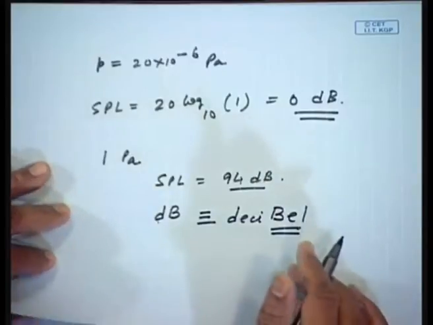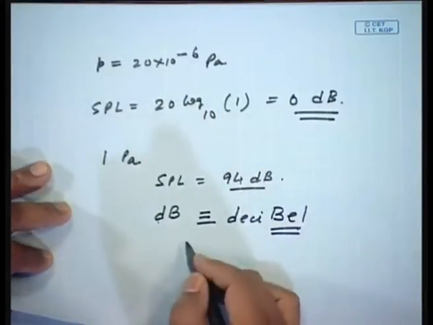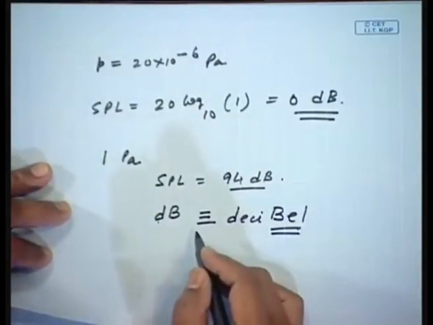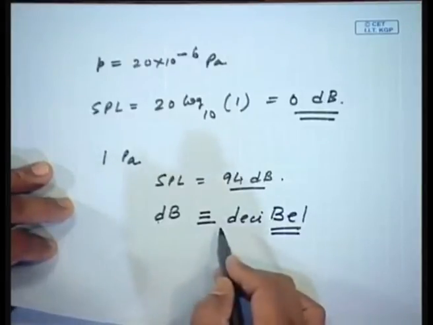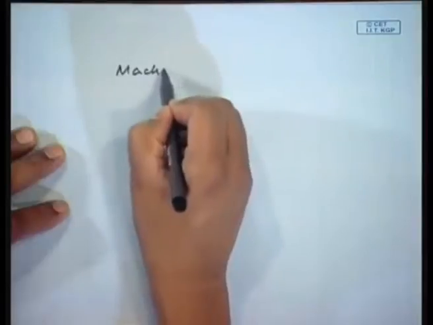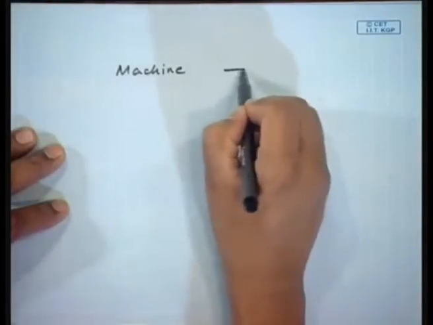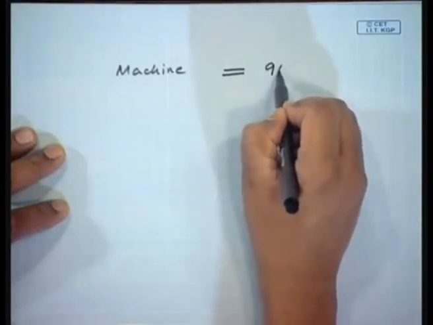Okay. Now, another important characteristic which you will see when we have this log scale is that a lot of properties of logarithmic addition, subtraction, etc., will apply here. For example, suppose I have a machine A which is making a sound pressure level of 90 decibel.